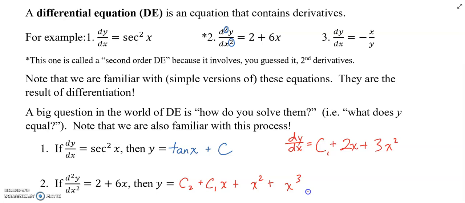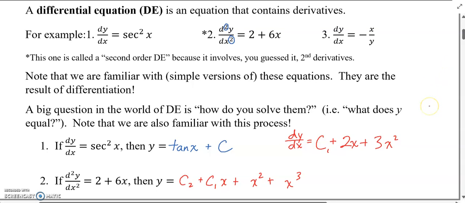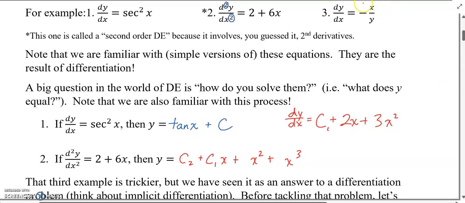So this is not anything new, really. We're just taking antiderivatives. Normally, we'll see these first order differential equations, where we'll be taking the antiderivative once and we'll be done. All right, now this third example of negative x over y is harder, right?